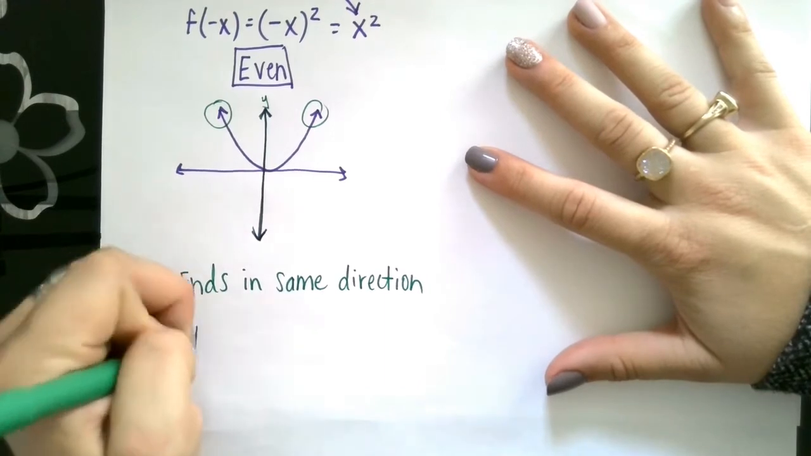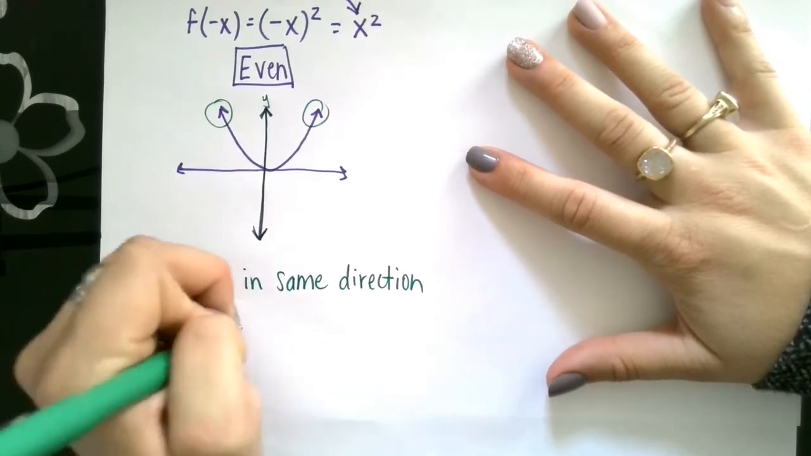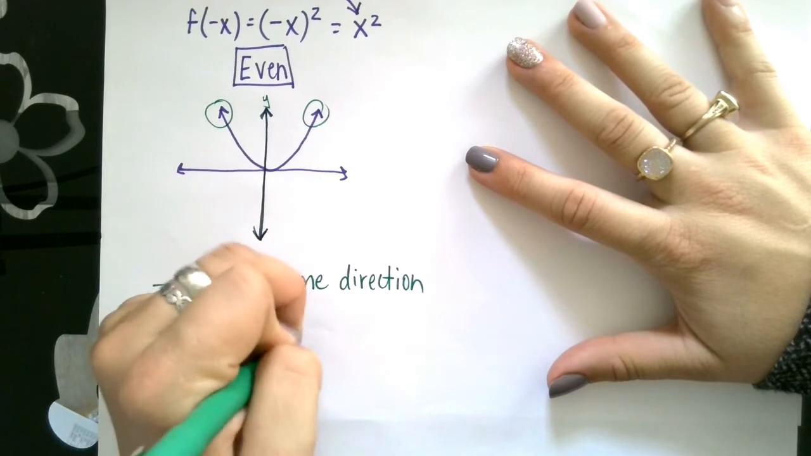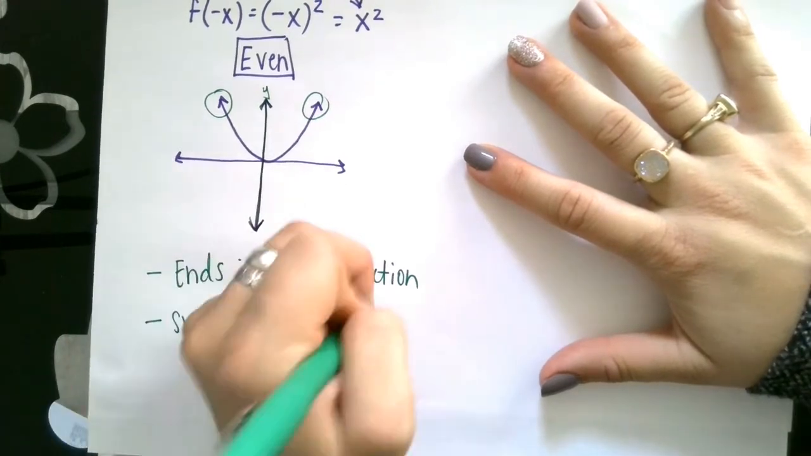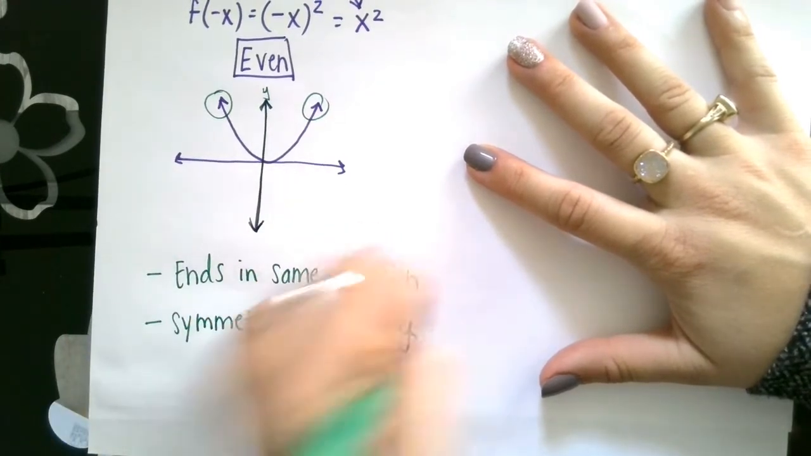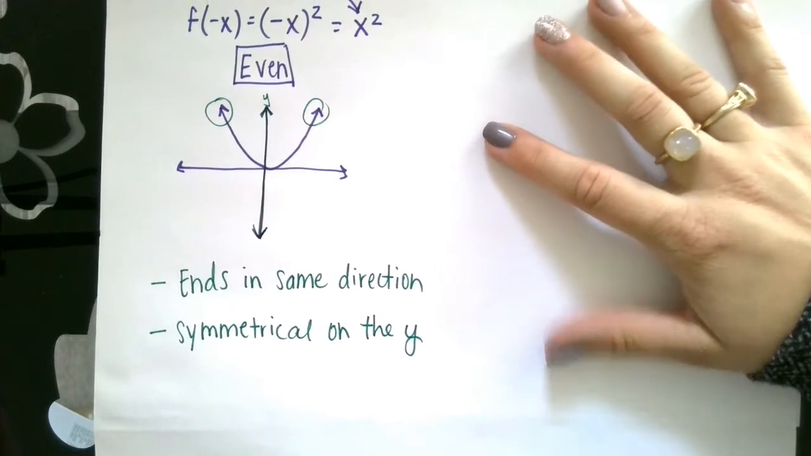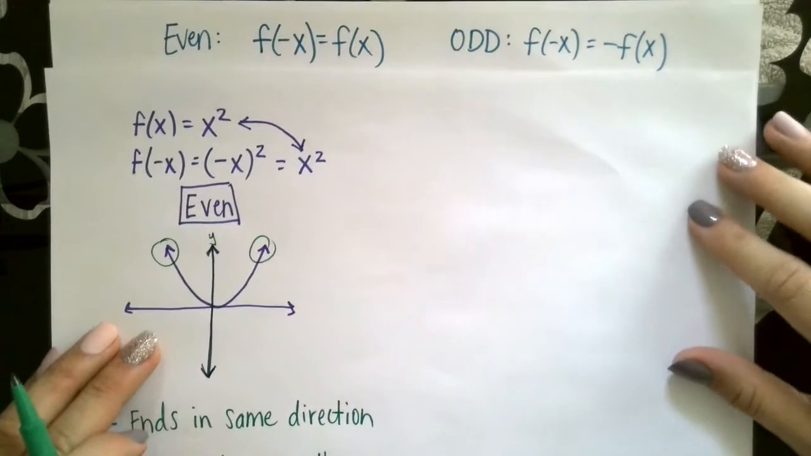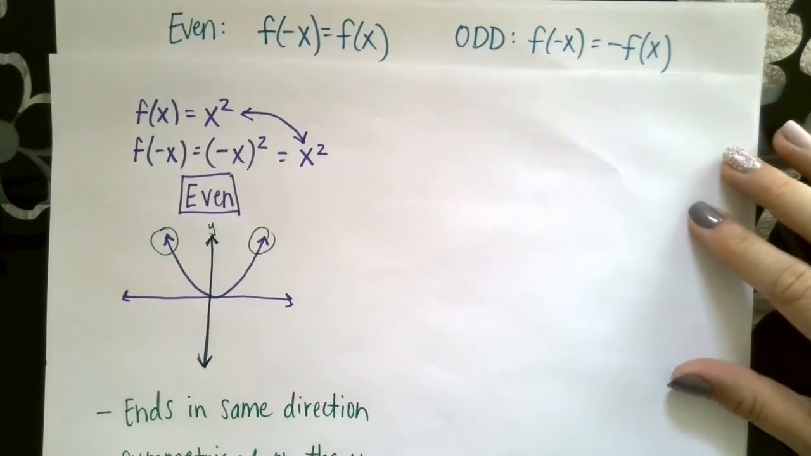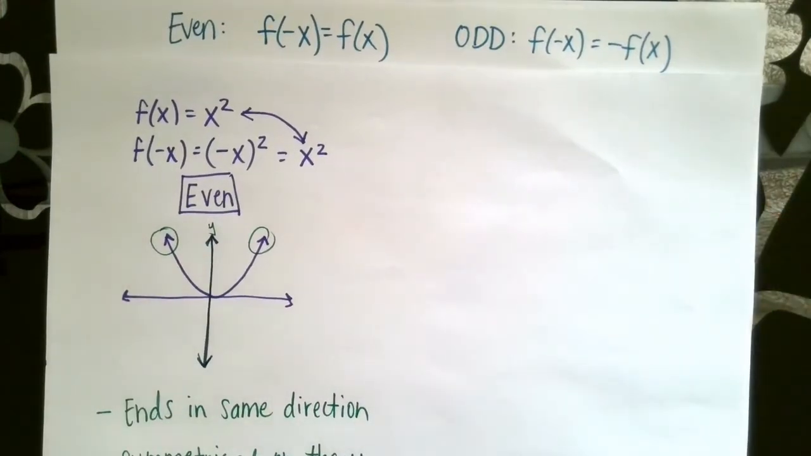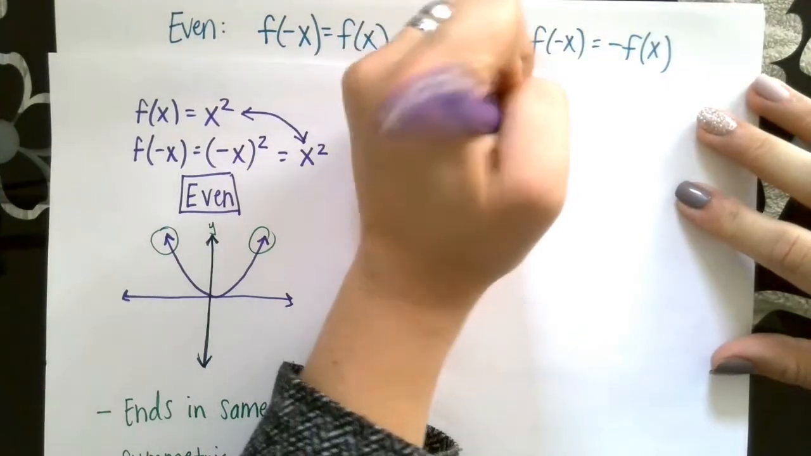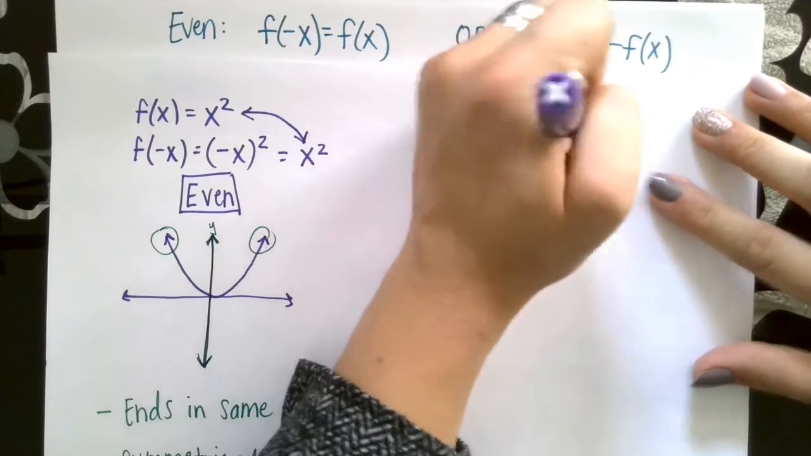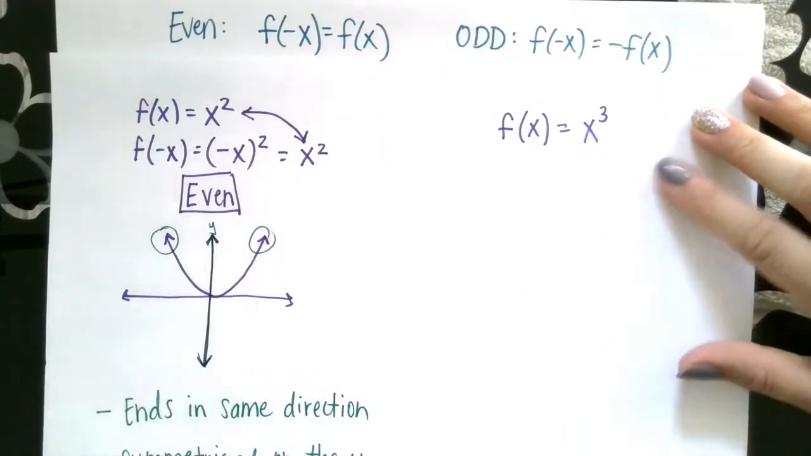So it must be symmetrical on the y. Okay, symmetrical on the y-axis. So let's look at another example that is an odd function. So we are going to do f of x equals x cubed.